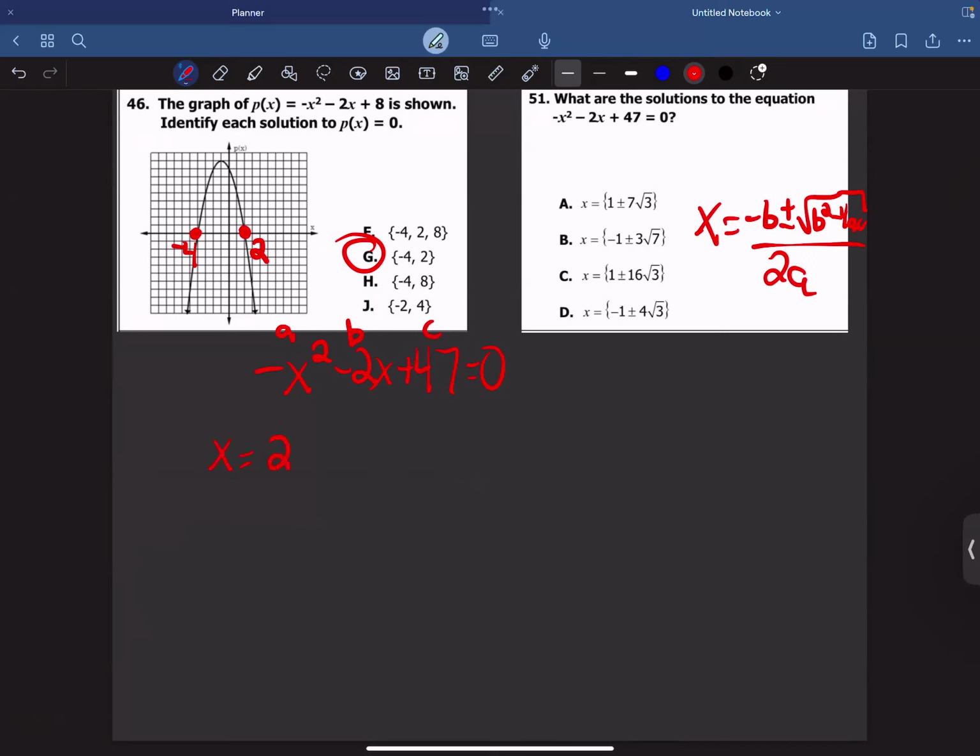So this is actually going to be positive 2 plus or minus negative 2 squared. Two times negative 1. Okay. So you get x equals 2 plus or minus square root of 192 all over negative 2.